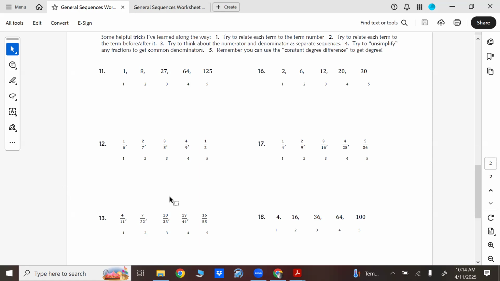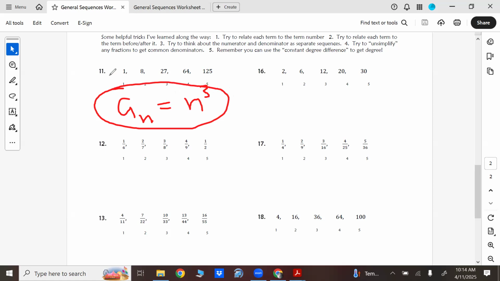So take a look at 11. What pattern do you see for 11? They're cubes. So I would say a sub n equals what? n cubed. And you're going to start with n equals 1. Because when n equals 1, what's 1 cubed? 1. When you get n equals 2, what's 2 cubed? 8. Good.